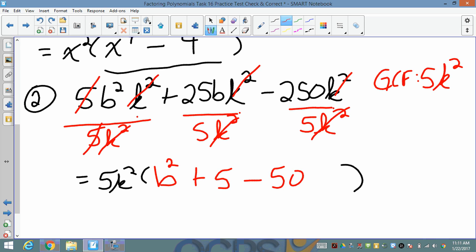K squareds cancel out. Let me backtrack. Look, I forgot my b in that middle term. There should be a b there. I wasn't paying attention to my details. I knew something was wrong, by the way, because these ended up being like terms, and that shouldn't happen. Okay, so that is factoring using our greatest common factor. Again, that should be the first thing that you try every single time. Let's move forward to our next method, next few problems.